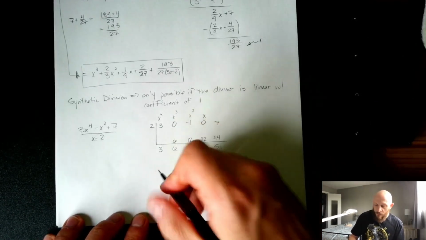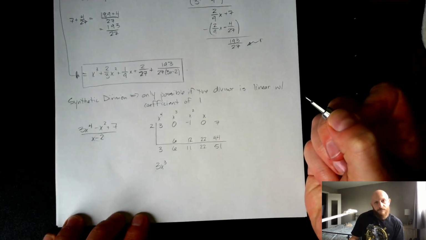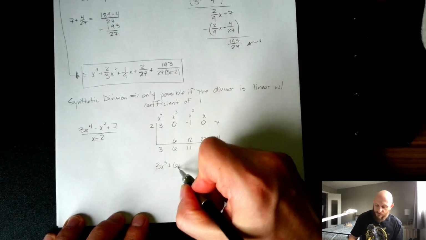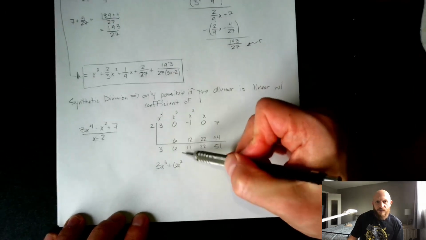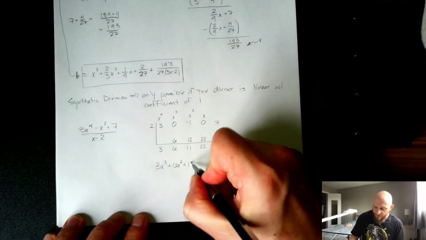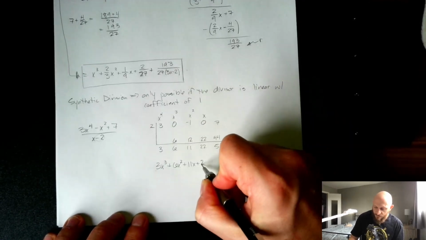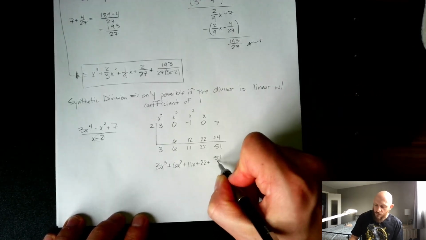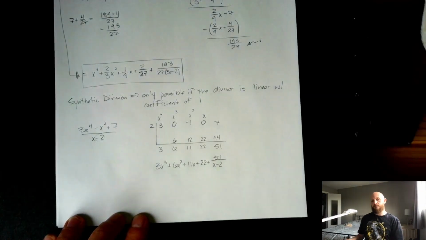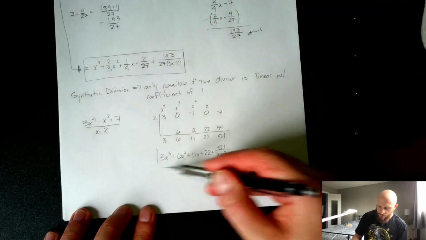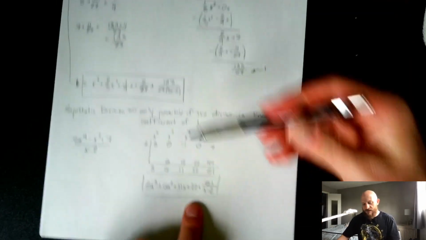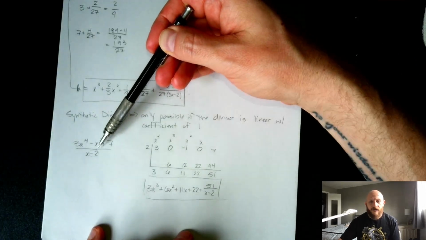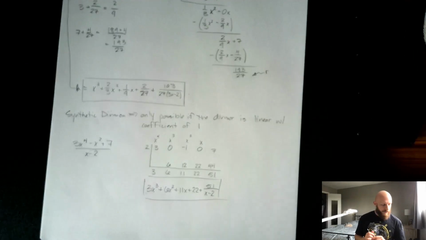So this is the x to the 4th column. This becomes 3x cubed plus 6. This was the cubic column, so it becomes x squared, right? Was x cubed, now it's x squared. Plus 11x plus 22 plus a remainder of 51. How do we write that? 51 over x minus 2. Okay? And that's the solution. This right here is 3x to the fourth minus x squared plus 7 divided by x minus 2. All right? So that is synthetic division.